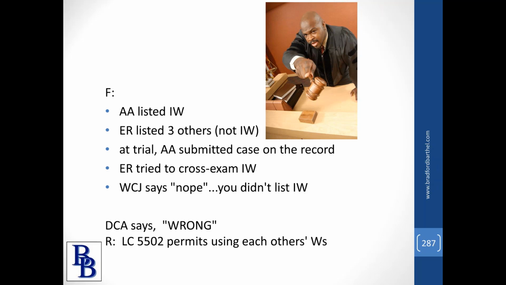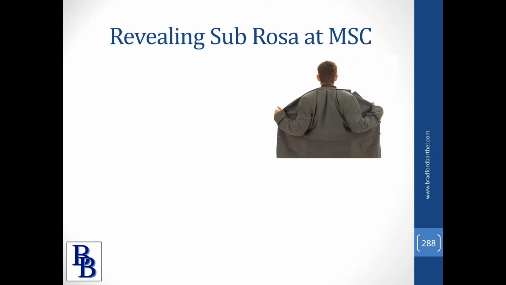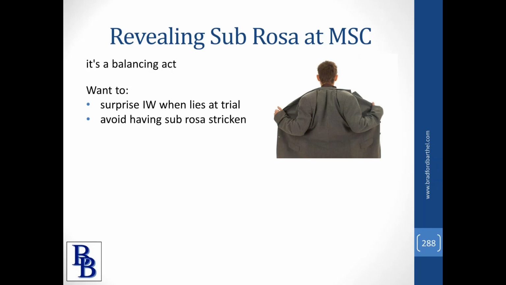Make sure you have everybody covered that you need and that you want, but don't add any names that are unnecessary. Revealing sub rosa at the time of the MSC. We've already touched on this a little bit. It's a balancing act. You want to surprise the applicant when they start lying at trial? Of course you do. But you also want to avoid having the sub rosa stricken. And these are mutually exclusive exercises.